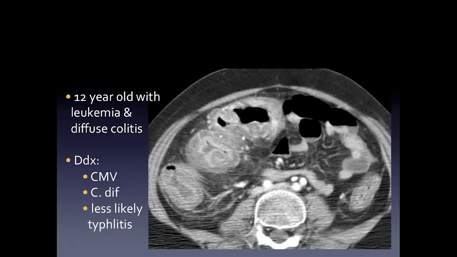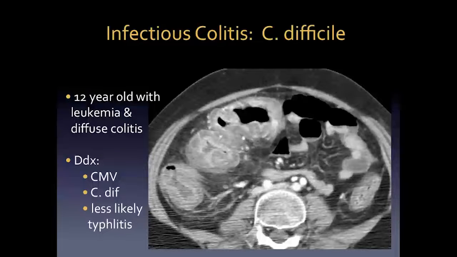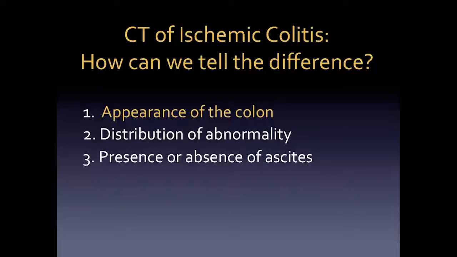Another mystery case. This was a 12-year-old with leukemia and diffuse colitis. Differential here for diffuse colitis. Again, CMV. We're always going to put C. difficile on the list. Probably less likely typhlitis here because it's not just involving the right colon. It's a little bit more diffuse than that. But this turned out to be C. difficile colitis. Often the answer.